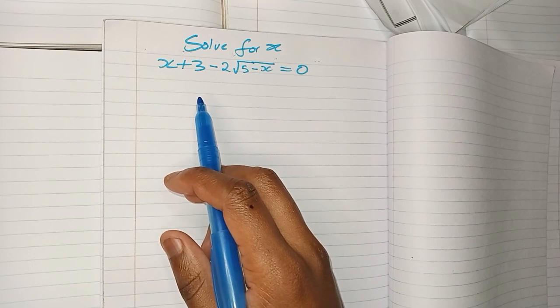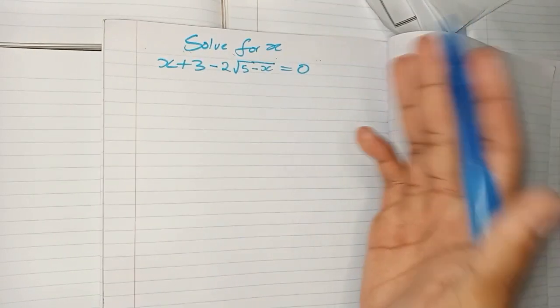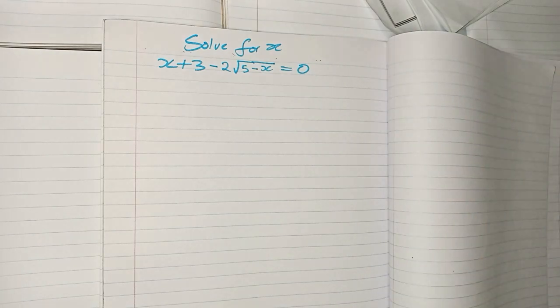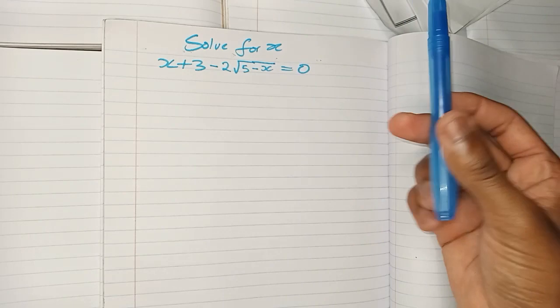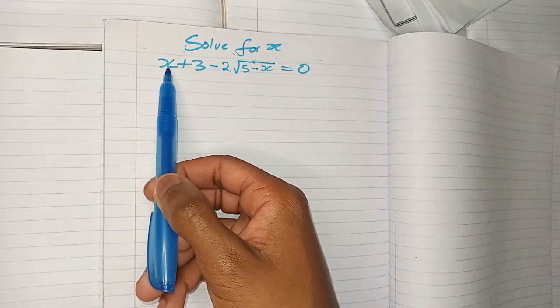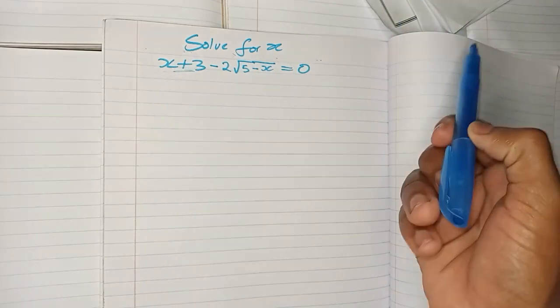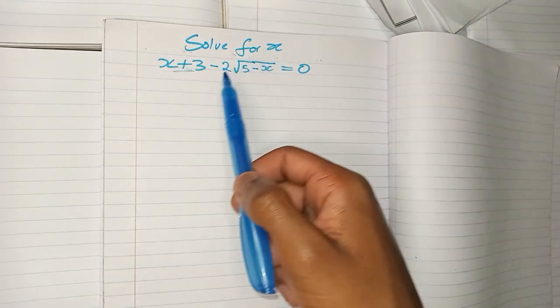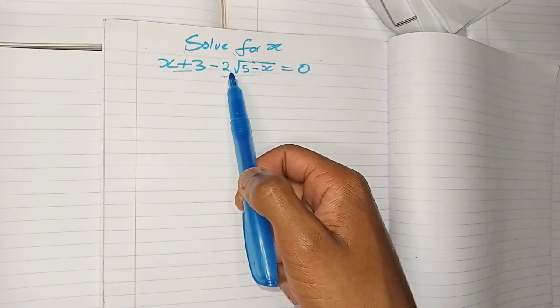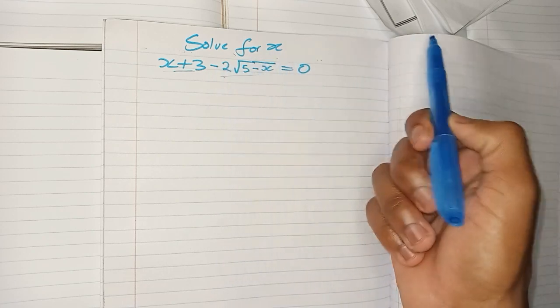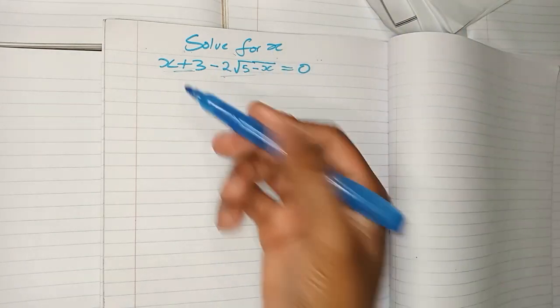The first thing that I would love to do when I come across something like this is to take this to the other side of the equation, or you can take this. You can decide. But because there's a minus, I would love to take this one to the other side. Let's see how it goes.